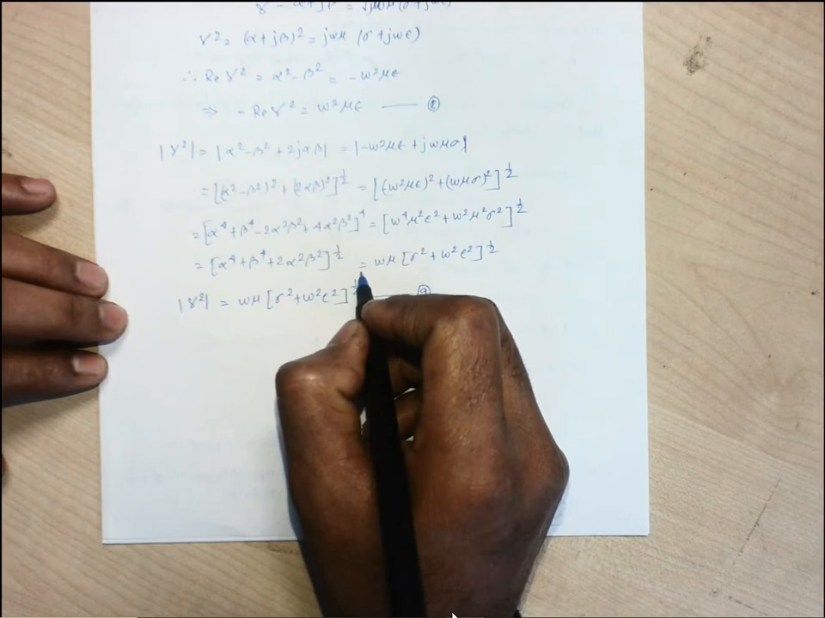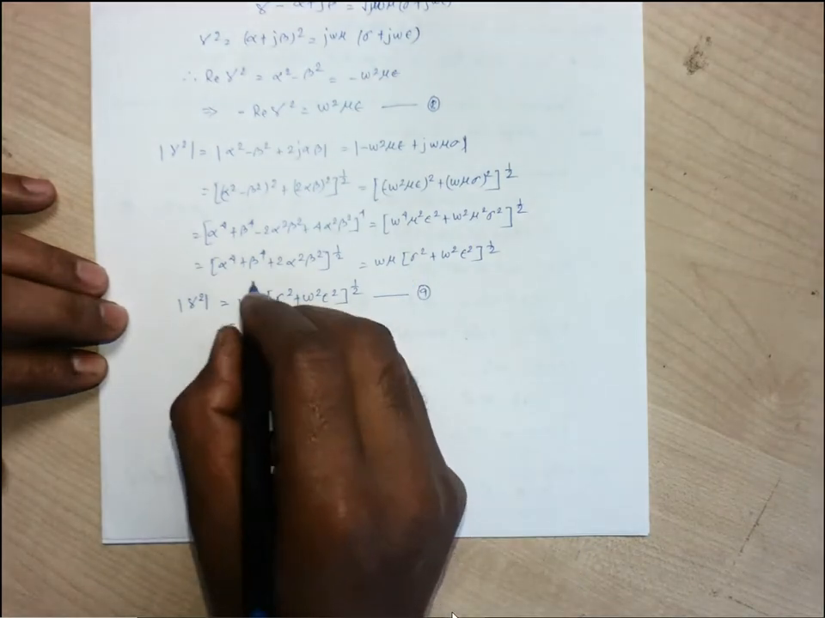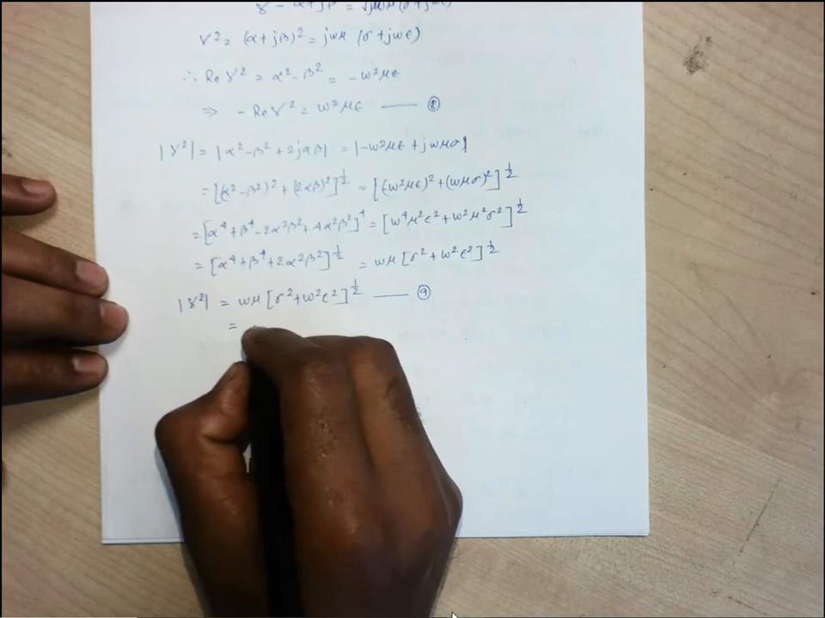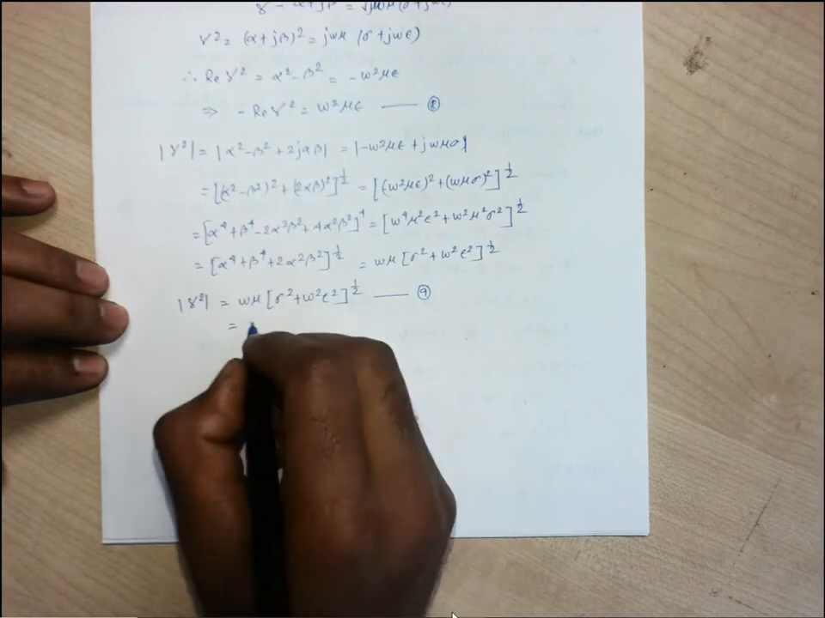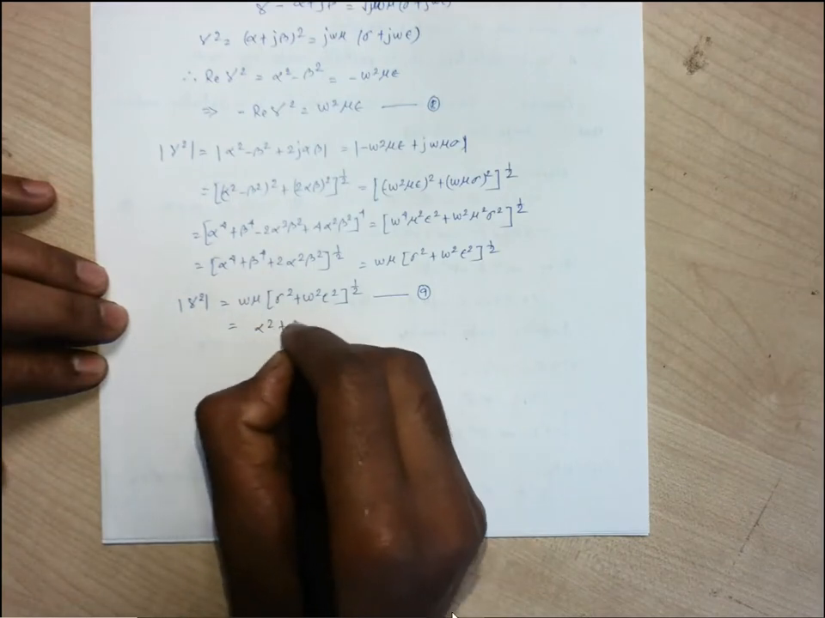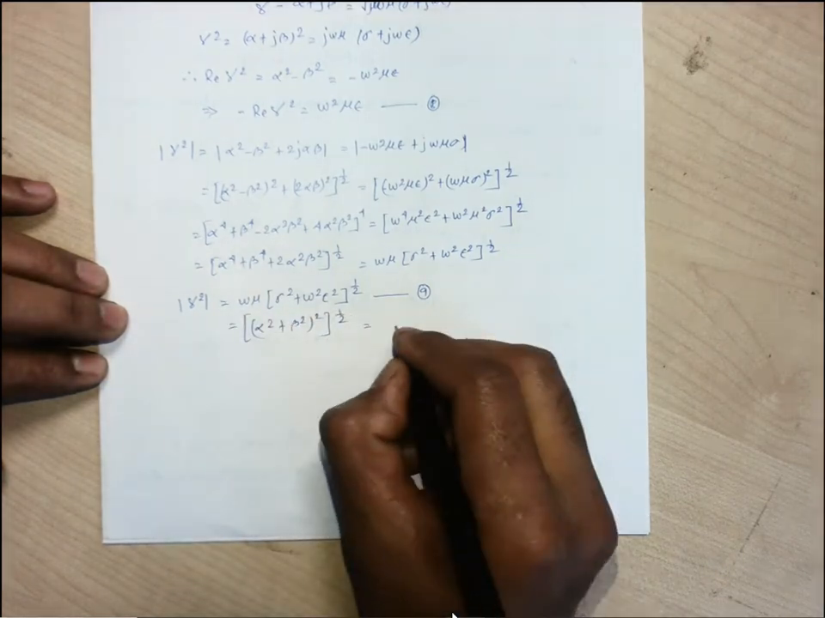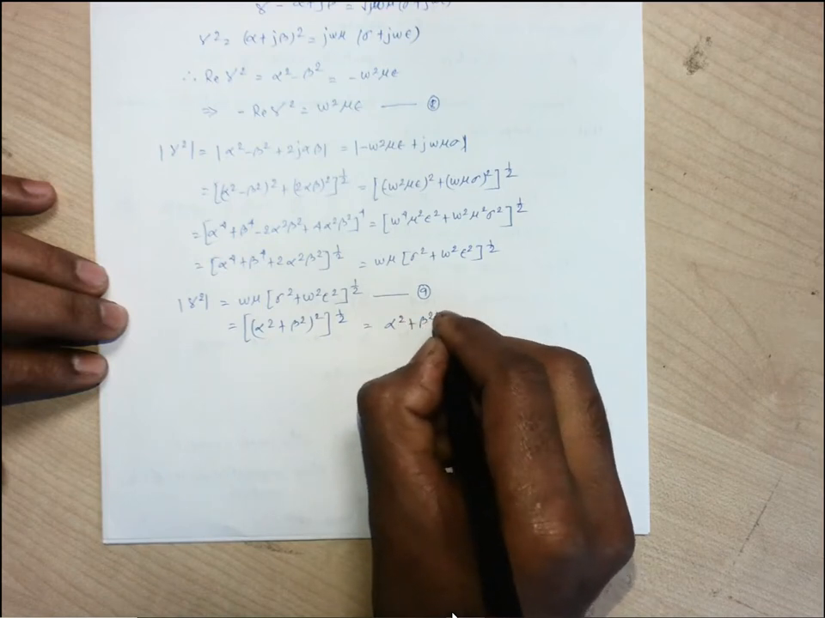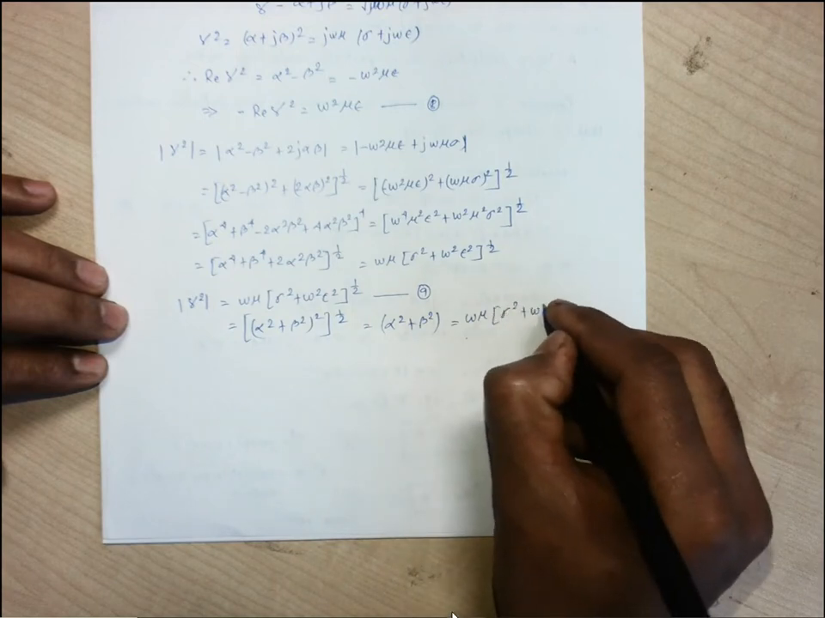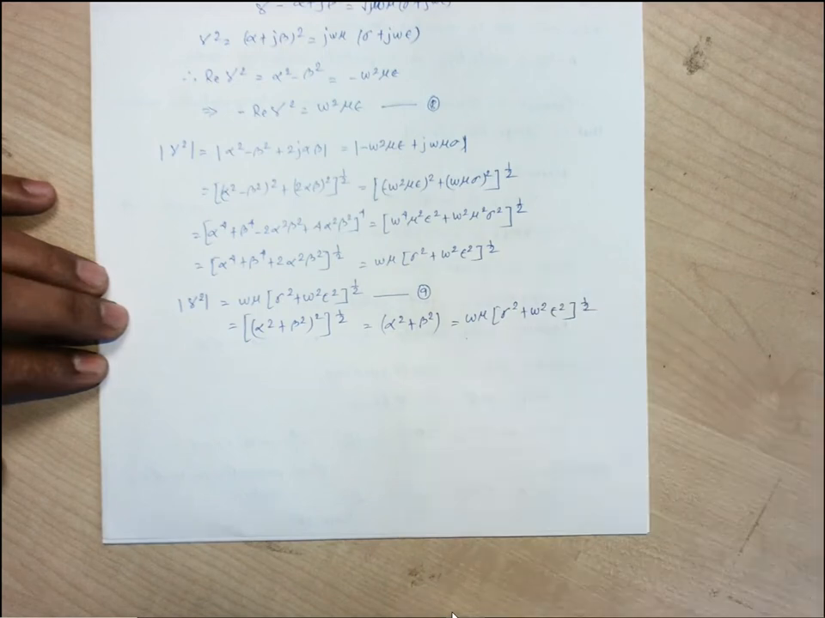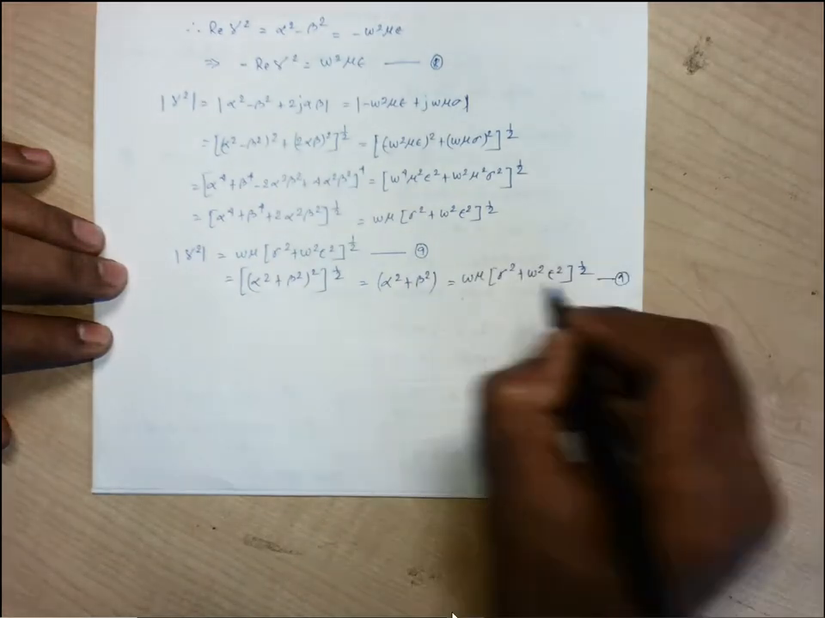Mod of gamma square is equal to, this one will be beta square plus alpha square whole square, this one will get cancelled, this root will get cancelled, right? So it will be alpha square plus beta square, whole to the power half. It is equal to alpha square plus beta square, which is equal to omega mu sigma square plus omega square epsilon square. Okay, so better just label this one as 9.